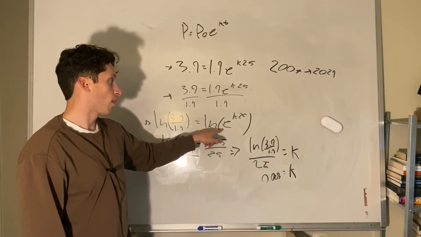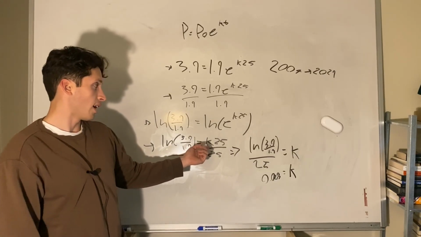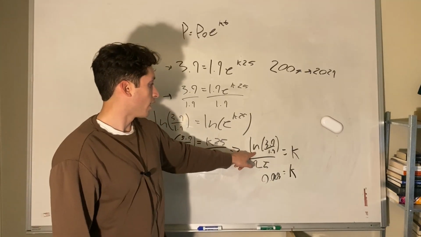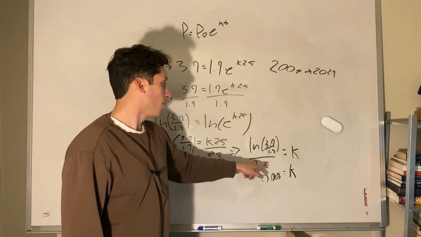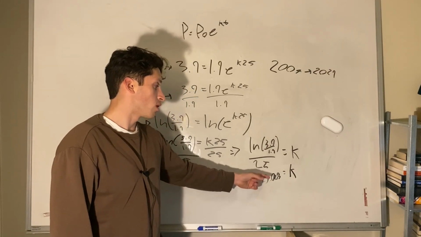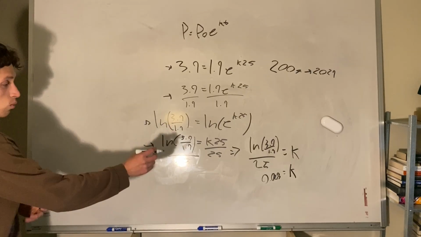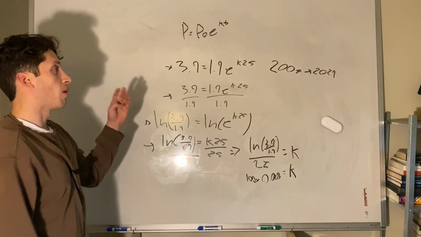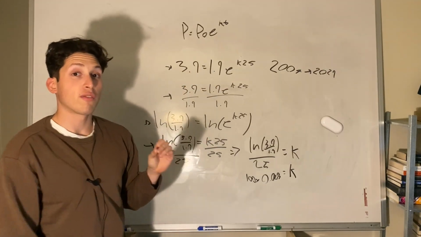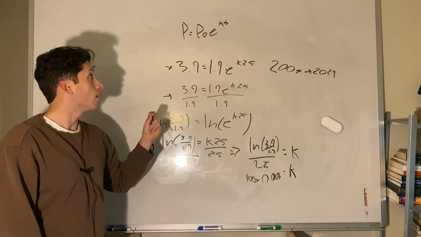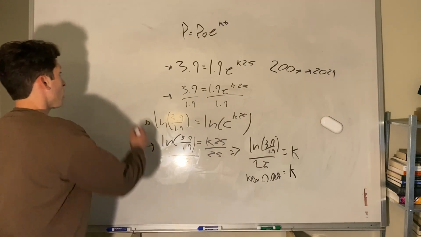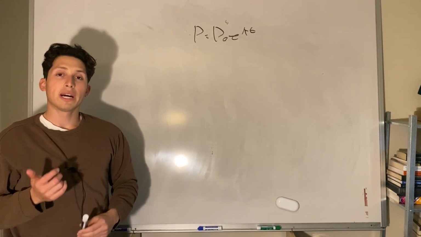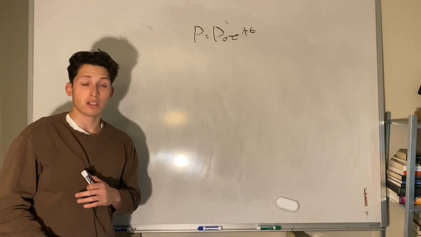Now here, remember that the natural logarithm of e to the power of x equals x, which in this case x is k multiplied by 25. Now in order to isolate k, we need to divide by 25, which is exactly what I did here. The natural logarithm of 3.9 over 1.9, divided by 25, equals k. Now k equals 0.028. What does that mean? That means that, if we multiply this number by 100 to get the percentage, the rate at which the population of Kenya grew from 1.9 million to 3.9 million in 25 years was 2.8%.